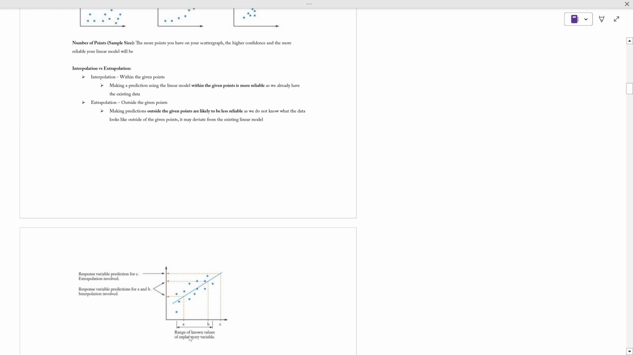If you're interpolating, it's basically within this range, the range of known values of the explanatory variable. Then, for example, the response variable predictions for A and B are still interpolating, within these bounds. Let's say you wanted to predict the response variable for a value of C, which is outside the data set. See that? It's slightly outside the last point there, so you'll be extrapolating. Once again, not very reliable.